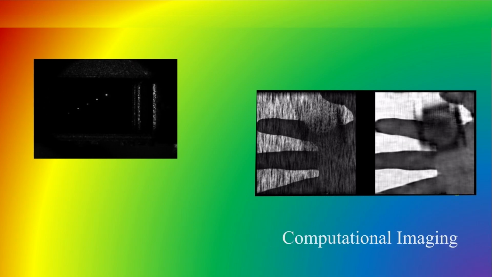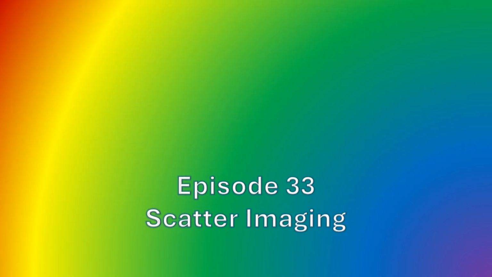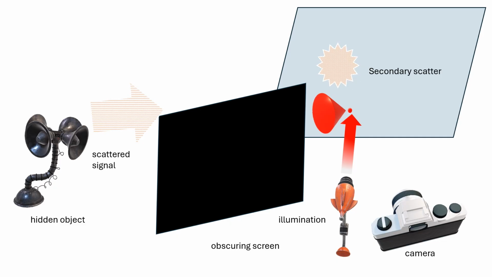Computational imaging. Episode 33, Scatter Imaging. As discussed in the introduction, our goal is to consider how to reconstruct an object which we don't observe directly from its scattered field.